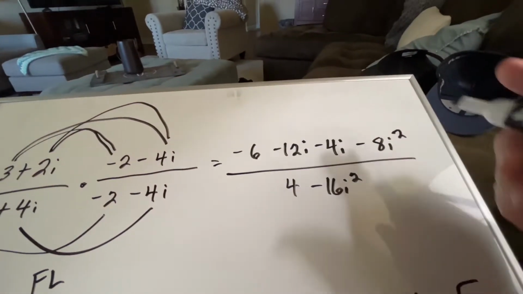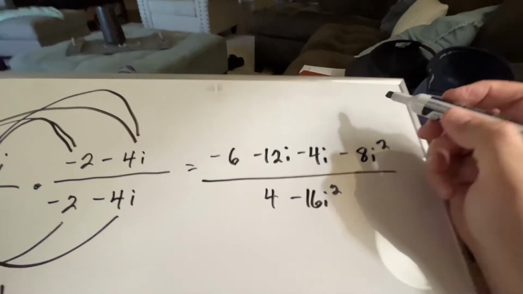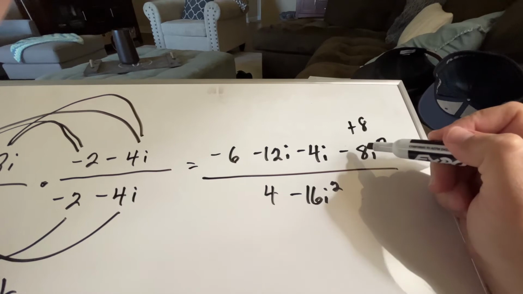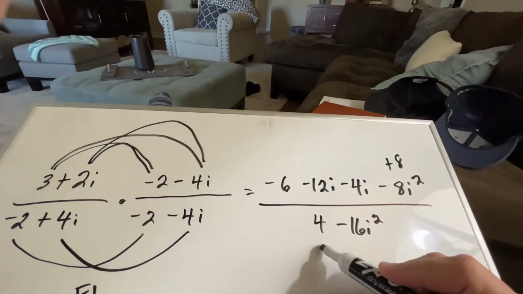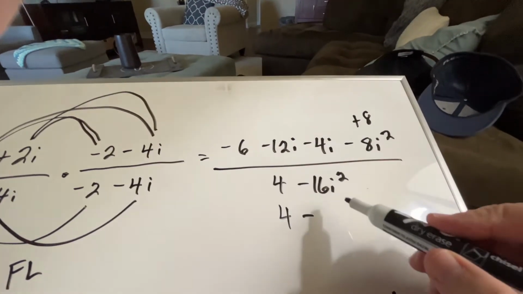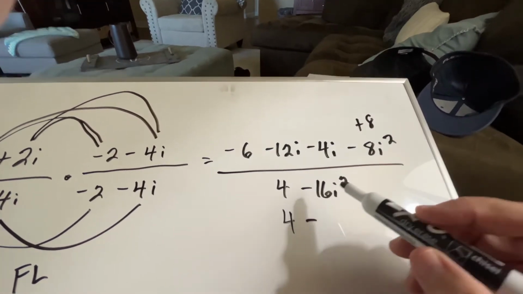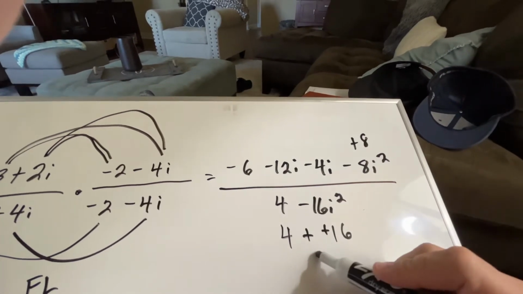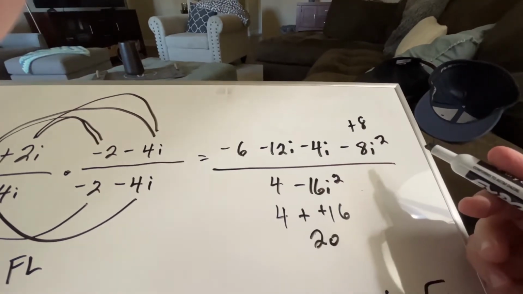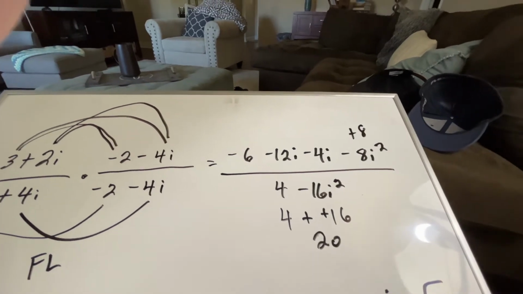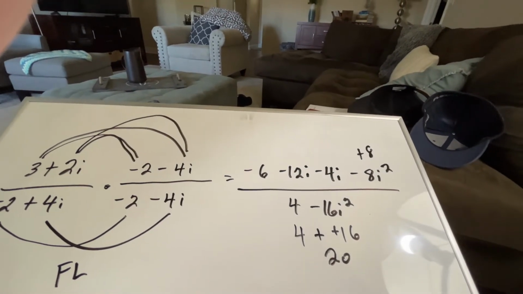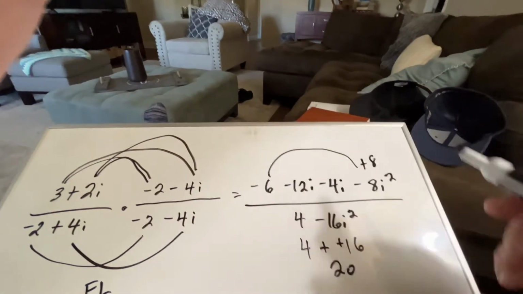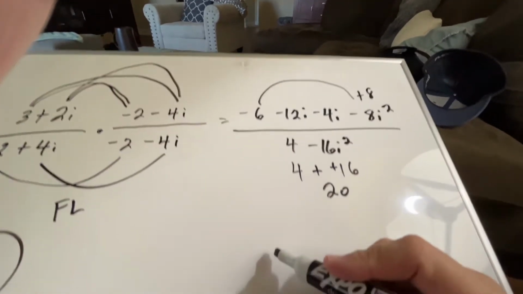If we use that over here, we could change this to plus 8, because if i squared is negative 1, negative 1 times negative 8 is 8. And down here, this would be 4 minus, if i squared is negative 1, which it is, negative 16, which really makes it 20 on the bottom altogether. You see that? Now I'm going to do some simplification. I could add the negative 6 and 8 and call it 2.